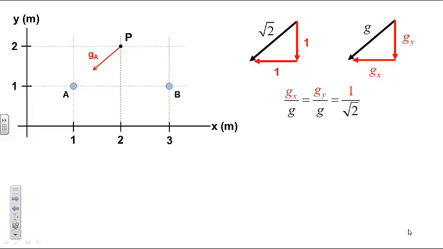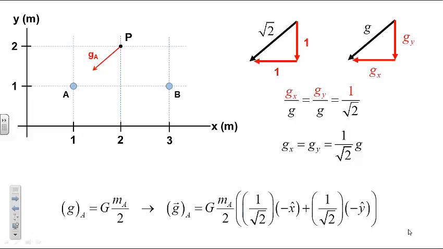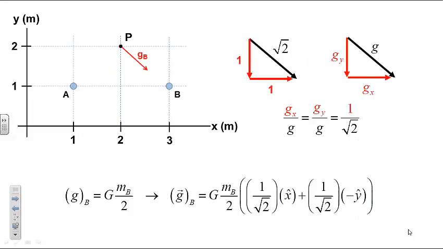Thus, the magnitude of each of these components is equal to the magnitude of the gravitational field divided by the square root of 2. Looking back at our picture for the system, we see that the gravitational field for particle A points in the negative x-axis direction, and the gravitational field points in the negative y-axis direction. Thus, the components of the gravitational field of particle A along the x-axis and y-axis are both negative. We can perform a similar calculation for the gravitational field of particle B. In this case, however, the gravitational field points in the positive x-axis direction and the negative y-axis direction.